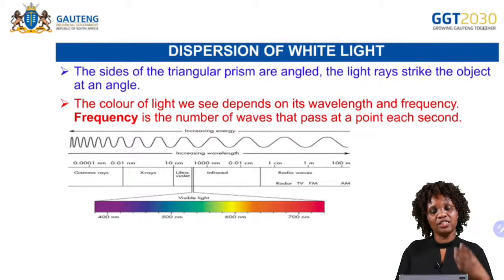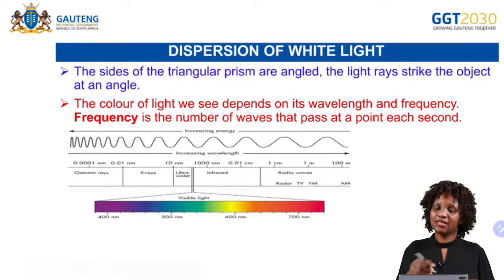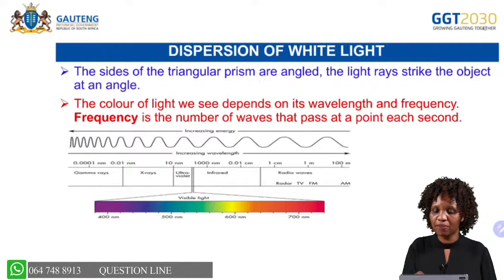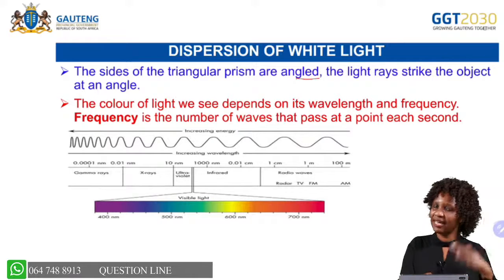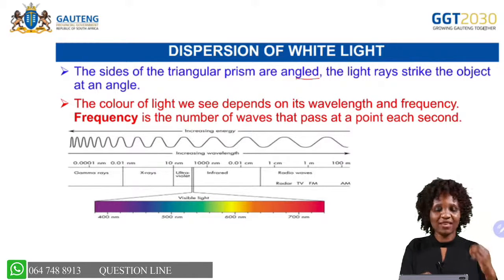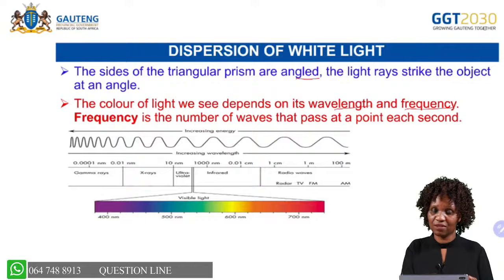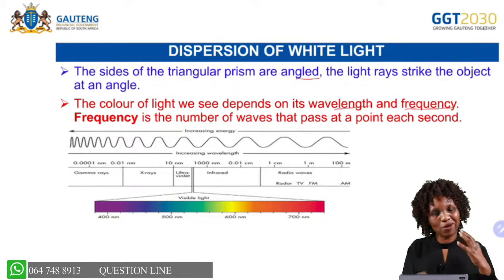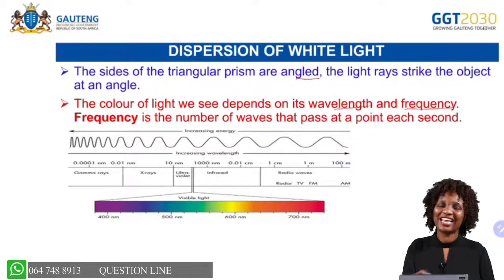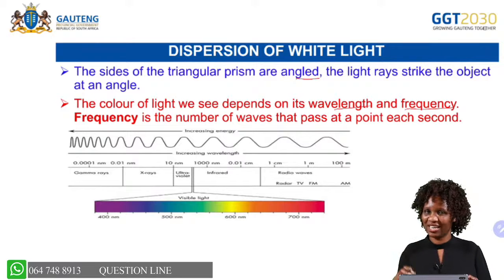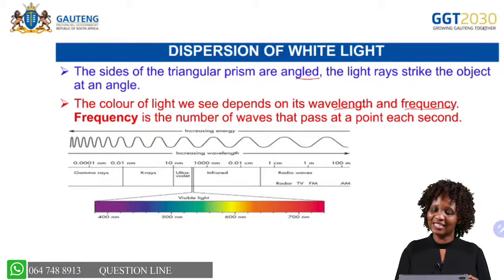And then dispersion of white light. The sides of the triangular prism are angled. The light rays strike the object at an angle. And then the color of light we see depends on its wavelength and frequency. This is very important. Frequency is the number of waves that pass at a certain point each second. All right. That is what? Frequency. Okay.